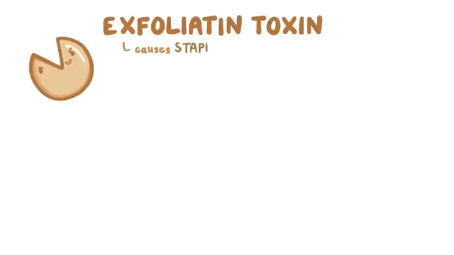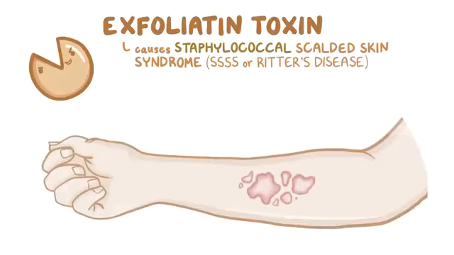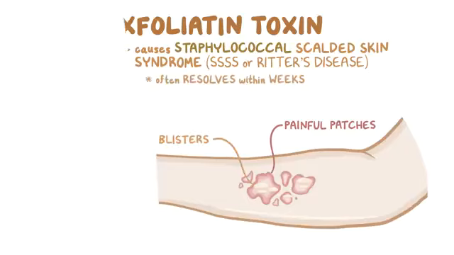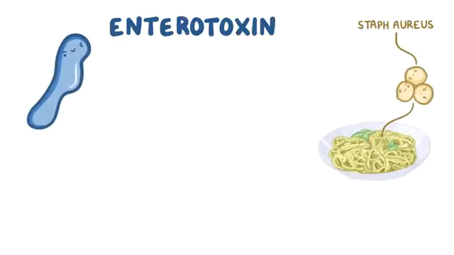Exfoliatin toxin causes staphylococcal scalded skin syndrome, or SSSS, or Ritter's disease. It creates painful patches of red skin, with fluid-filled blisters, but it often resolves within a few weeks. Finally, there's enterotoxin. Staph aureus might land on food and start to generate enterotoxin.